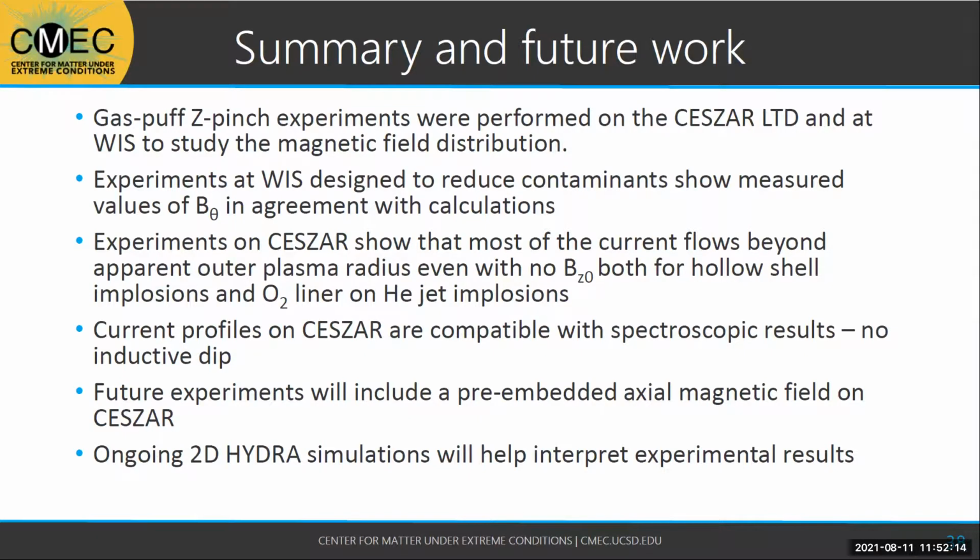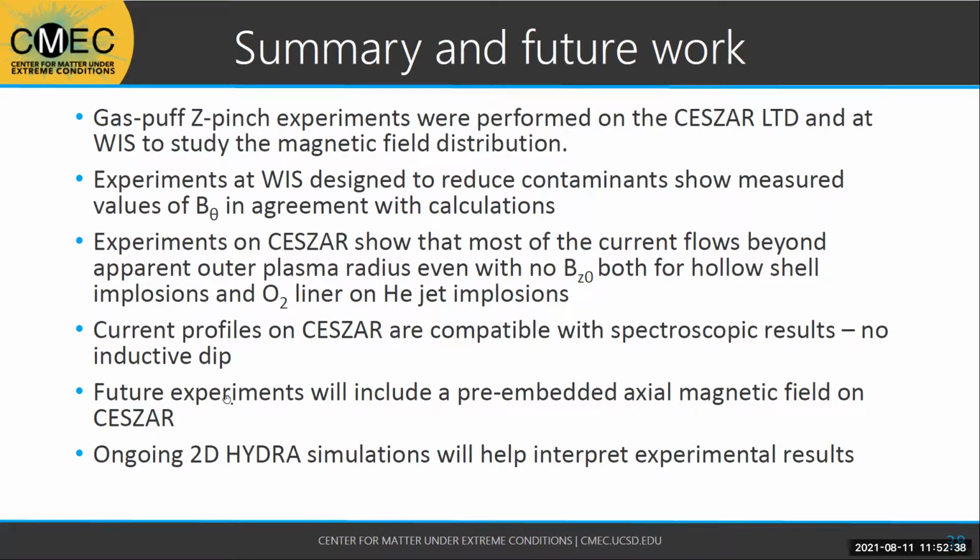And we're not exactly sure why that is happening, but it seems like we can improve that, since recent experiments are showing that it can be improved. Yet the data that we have found is compatible with the current profiles that we have, since we're not getting inductive dips.